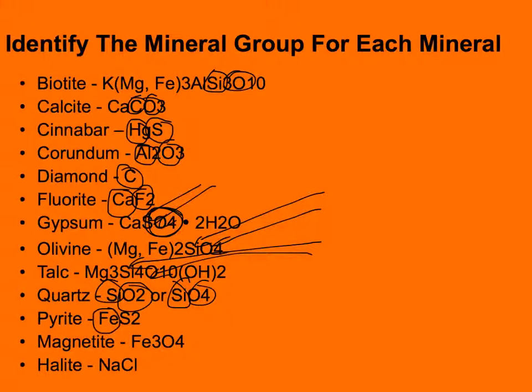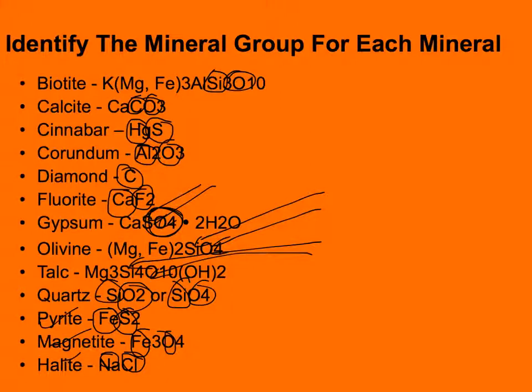I see a metal with sulfur, so a metal with sulfur tells me that this particular mineral, pyrite, belongs to the sulfide family. The next one, I see a metal with an oxygen. That tells me that it's an oxide mineral, so magnetite is an oxide mineral. The next one is halite. Halite is when you get a group 17 element with a metal. In this particular case, the metal is sodium and the halogen is Cl.